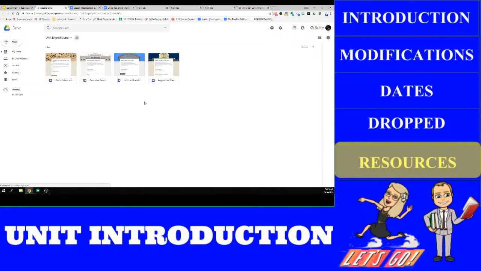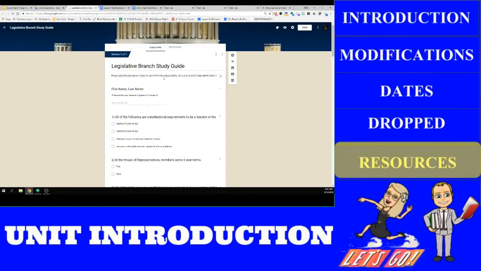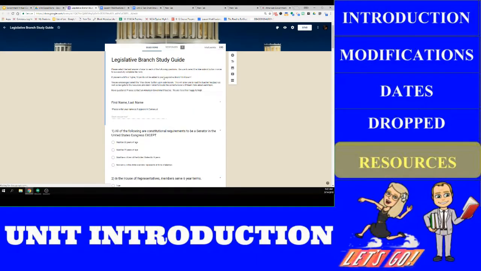Sorry, my computer's taking a second to load here. Go to the legislative branch unit. It's a form. Put your first name, last name in here. Do this work. Do this study guide. If you do it, we're going to put extra points on your test. Once again, if you do the study guide, you get extra points on your test. You do not want to miss that at all.